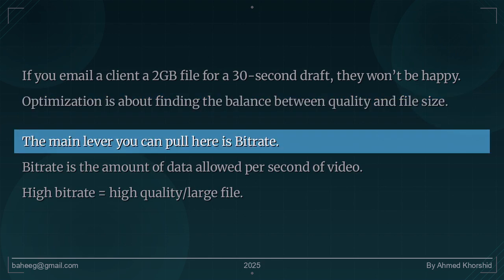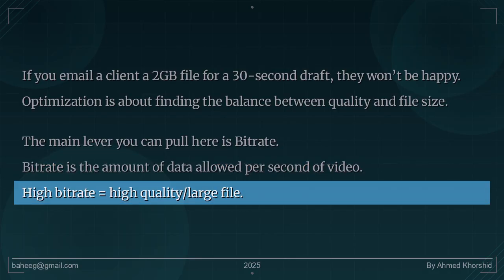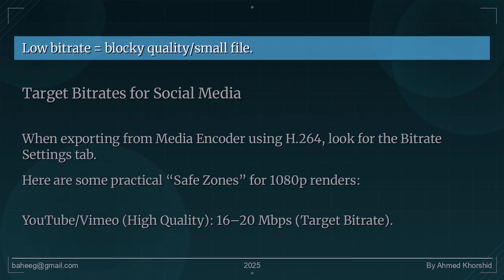The main lever you can pull here is bitrate. Bitrate is the amount of data allowed per second of video. High bitrate equals high quality, large file. Low bitrate equals blocky quality, small file.